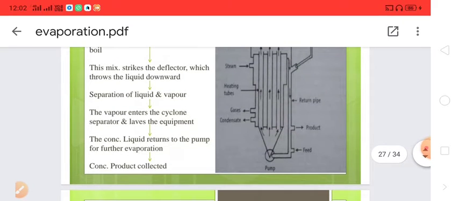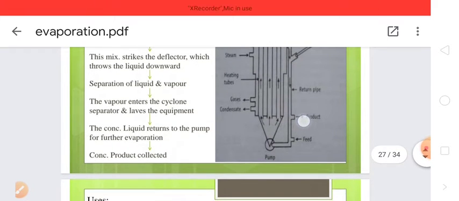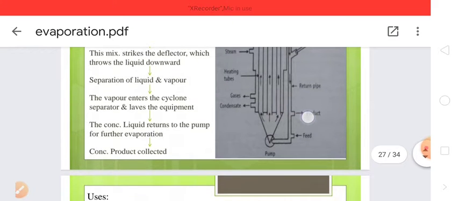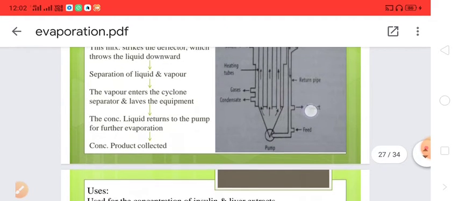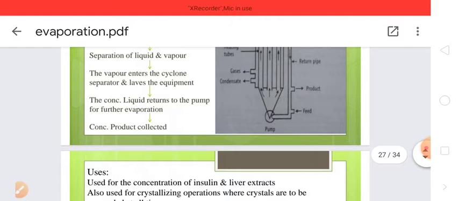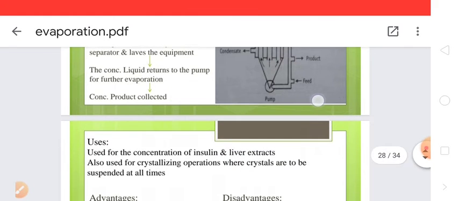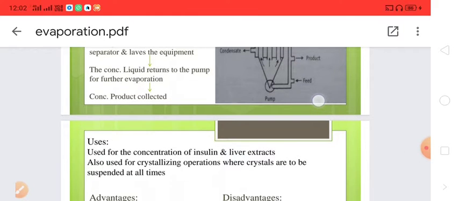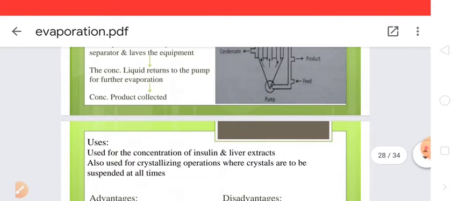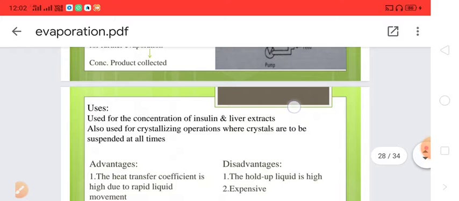This mix strikes the deflector, which throws the liquid downward. Separation of liquid and vapor occurs. The vapor enters the cyclone separator and leaves the equipment. The concentrated liquid returns to the pump for further evaporation. The product will be the concentrated product.